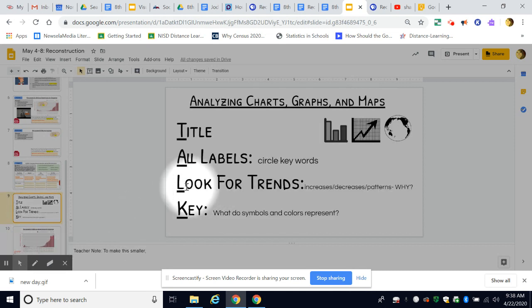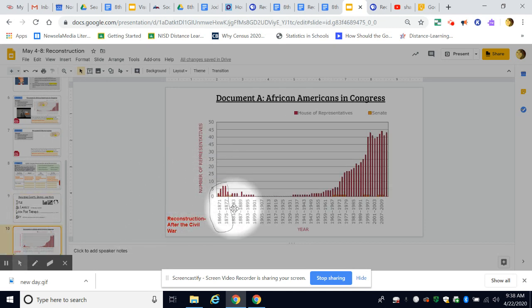All right, so now we're going to the most important part, L, look for trends. Increases, decreases, what kind of patterns there are, and maybe why that might be. So I noticed during Reconstruction, there's an increase in how many African Americans are being elected. But then about 10 years later, it's kind of dropping off, and there's no African Americans serving in Congress for a while. They're not being elected. And then around the 1960s, there's an increase, and it continues to increase until the present day as well. It cuts off at 2009, but we get the idea.